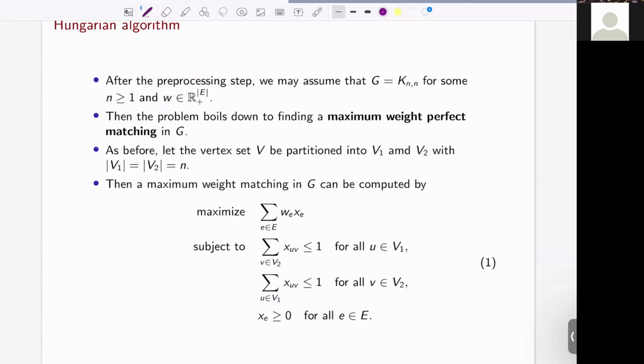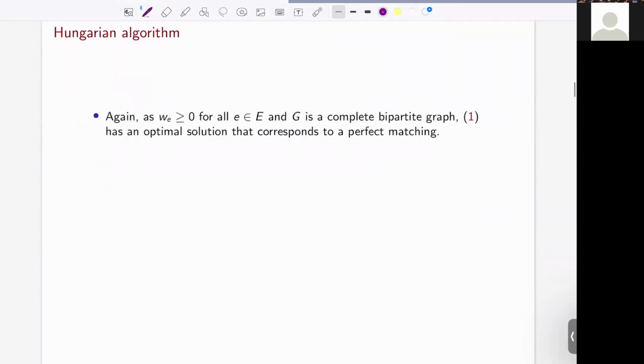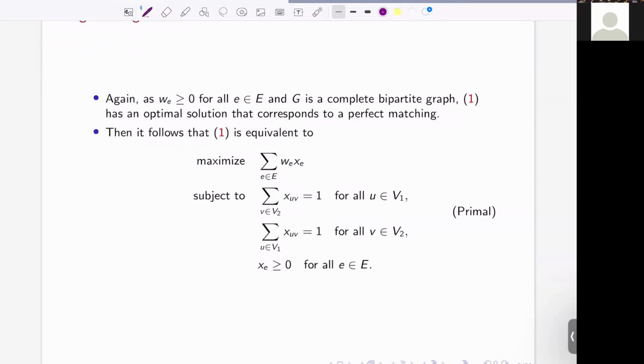Now, if you write down the linear program for computing a maximum weight matching, we have this thing. It's just that I have divided the vertex set into 2 sides, V1 and V2, left and right. And again, we know that there's an optimal solution that is a perfect matching. So you can in fact set the inequality constraints to equality, and that gives us this linear programming formulation. Okay.